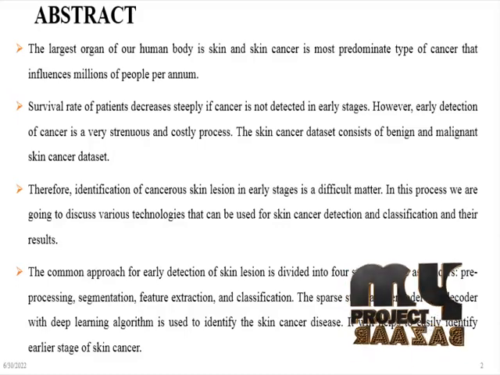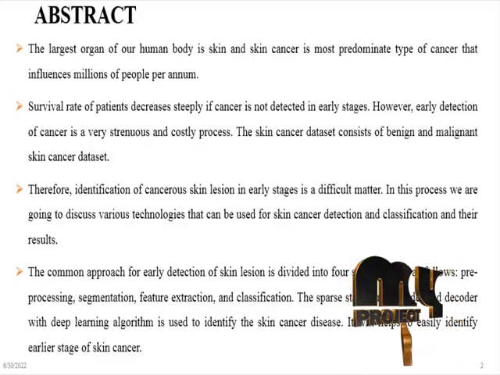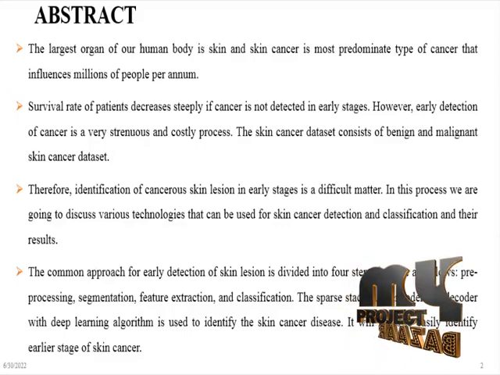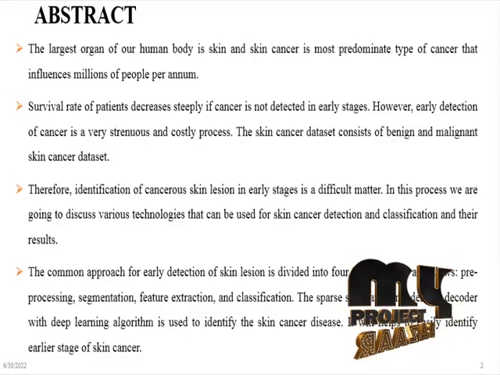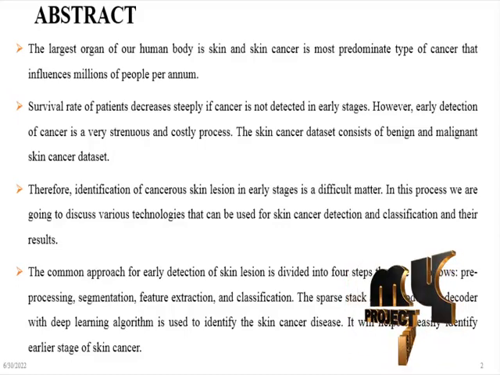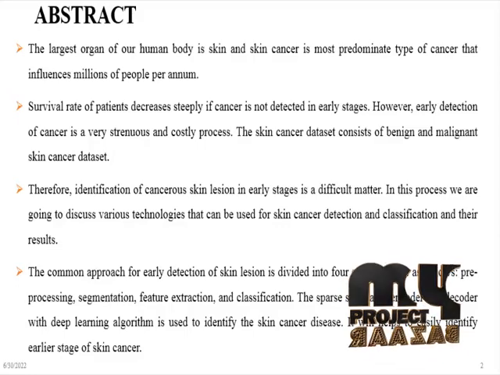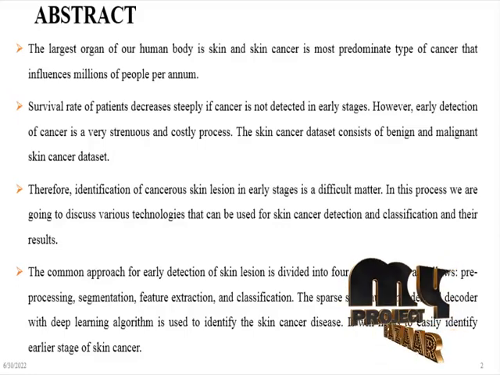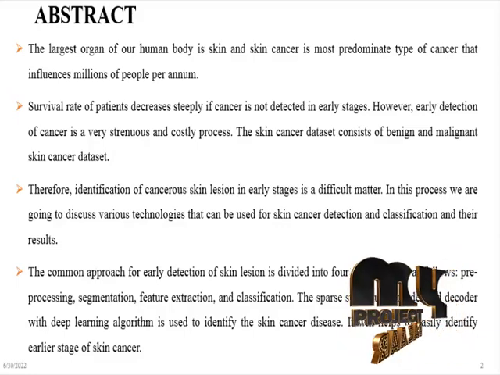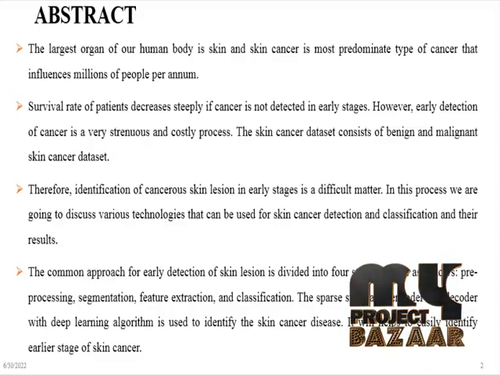The skin cancer dataset consists of a benign and malignant skin cancer digital image dataset. Therefore, identification of cancerous skin lesions in early stages is a difficult matter. In this project, we are going to discuss various technologies that can be used for skin cancer detection and classification and their results. The common approach for early detection of skin lesions is divided into 4 steps. They are as follows: pre-processing, segmentation, feature extraction, and classification.